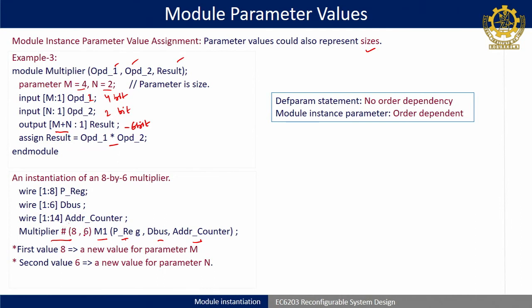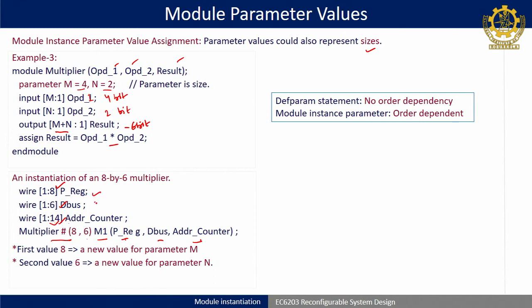Because while calling the multiplier, I want to override the size parameter of the lower level hierarchy design, multiplier. Okay. Here it was 4 and 2, here it is 8 and 6, so the result is 14. So, I have declared the corresponding registers or nets with the equal vector length. PREG is 8, dbus is 6, and after multiplying it is m plus n, so that is why address counter is of 14 bit.